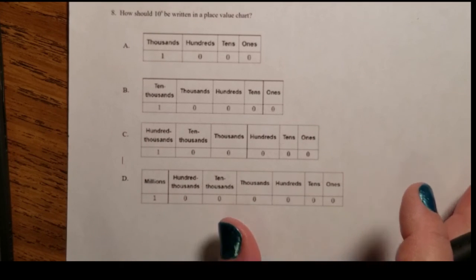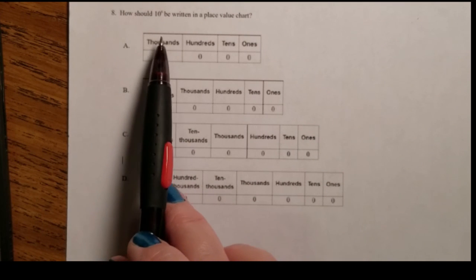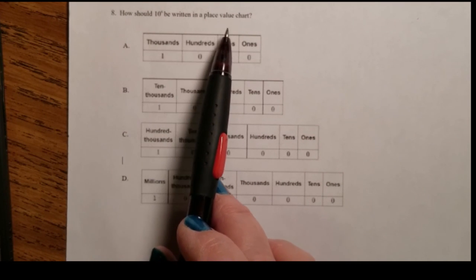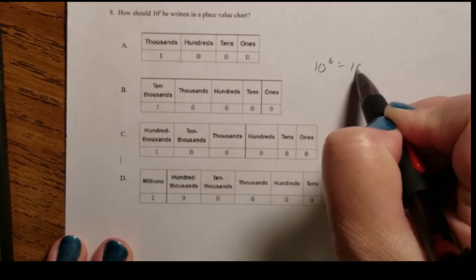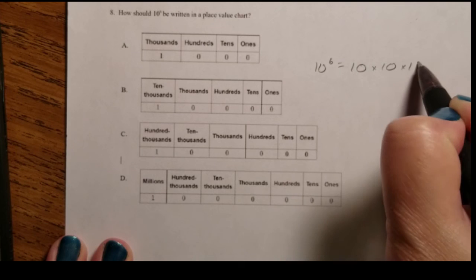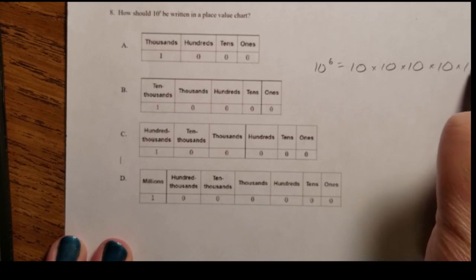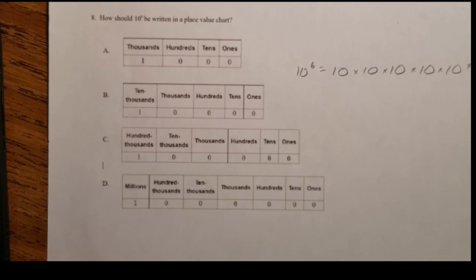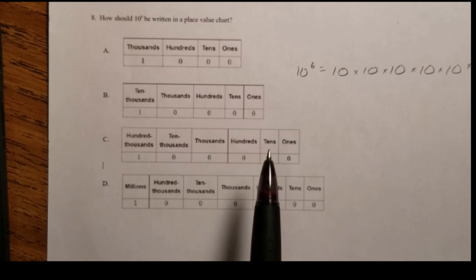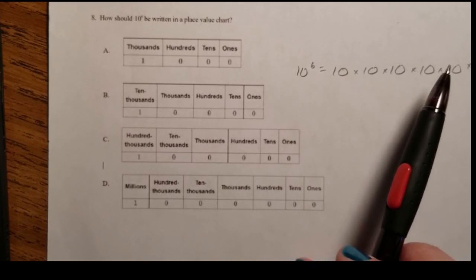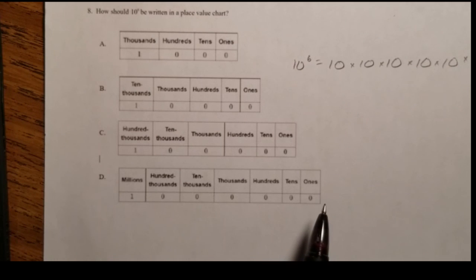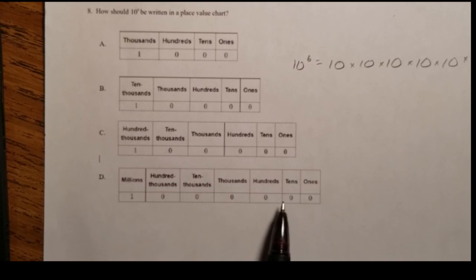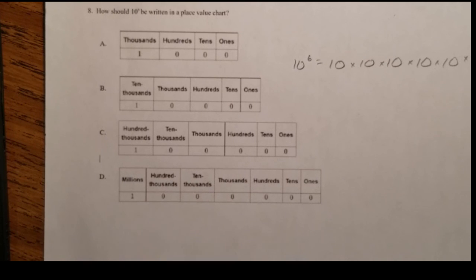Number 8. How should 10 to the 6 be written in place value chart? So 10 to the 6 is 1, 2, 3, 4, 5, 6. 10 to the 6 tells us how many zeros we have, which is 6. So we want one that has 6 zeros. So your answer is going to be D. 1, 2, 3, 4, 5, 6. D is your answer.